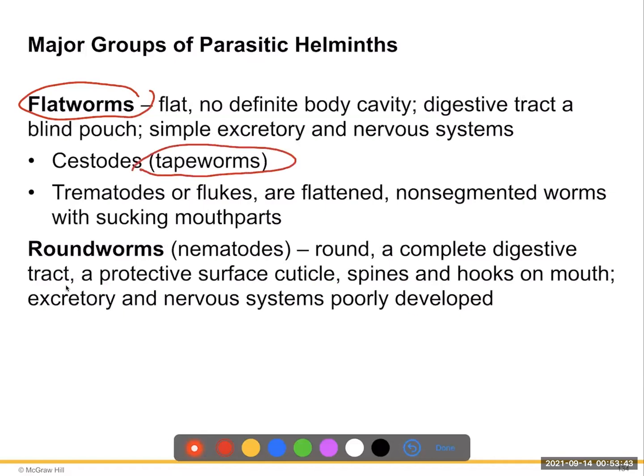Trematodes or flukes are flat non-segmental worms with sucking mouth parts that grab onto something or can digest tissues. Roundworms, okay, versus flatworms. So a tapeworm is a flatworm, just a tube, absorbs nutrients. And they can be really long, and they do move around the prophylactic system.